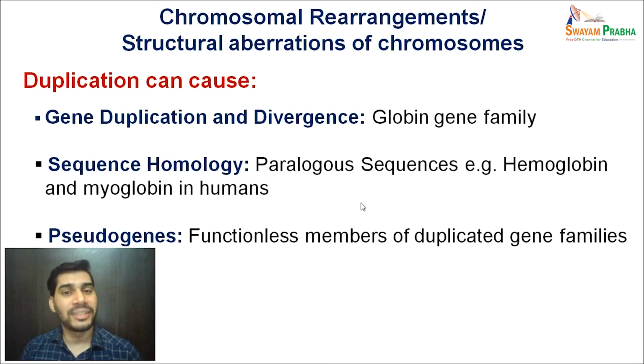This is a result of chromosomal duplication which shows the sequence homology. Then we have also seen in previous lectures the pseudogenes, which are nothing but the functionless members of duplicated gene families. These are all a result of chromosomal duplication, which plays an important role in evolution.